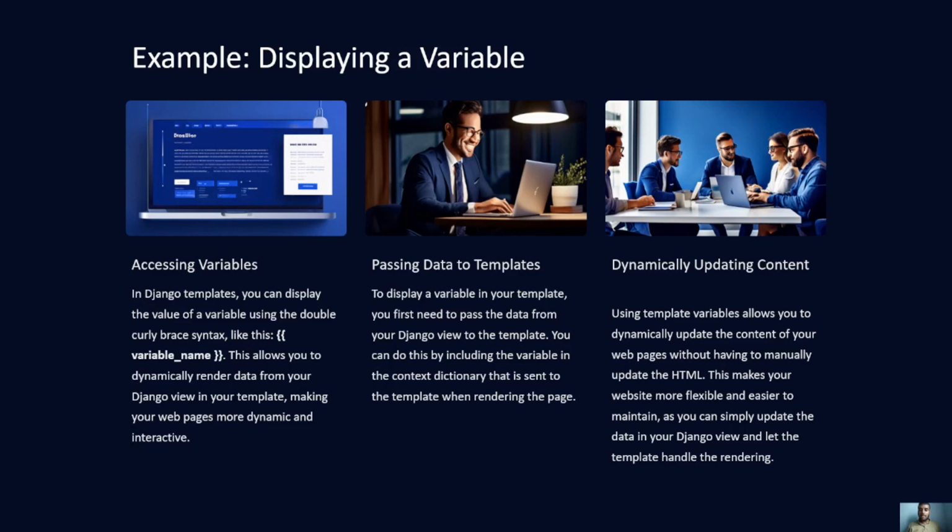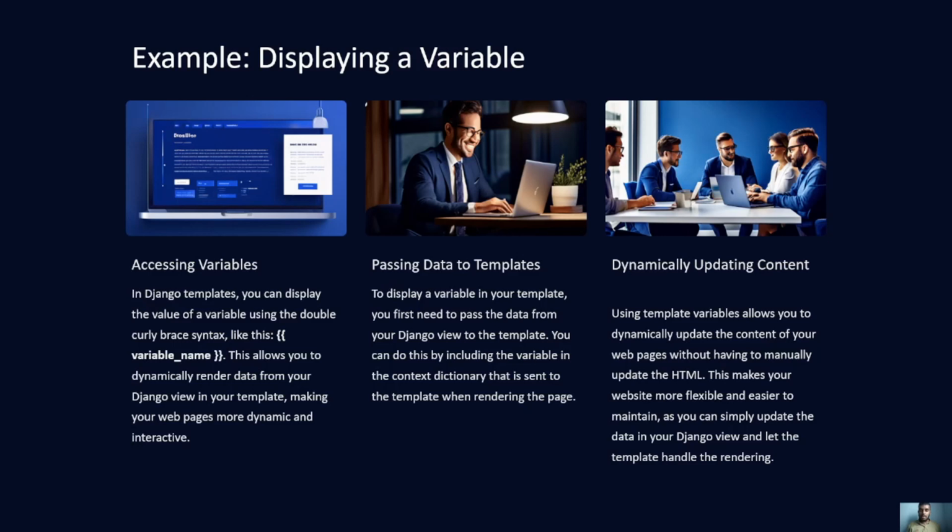Passing data to the templates. To display a variable in your template, you first need to pass the data from your Django view to the template. You can do this by including the variable in the context dictionary that is sent to the template when rendering the page.